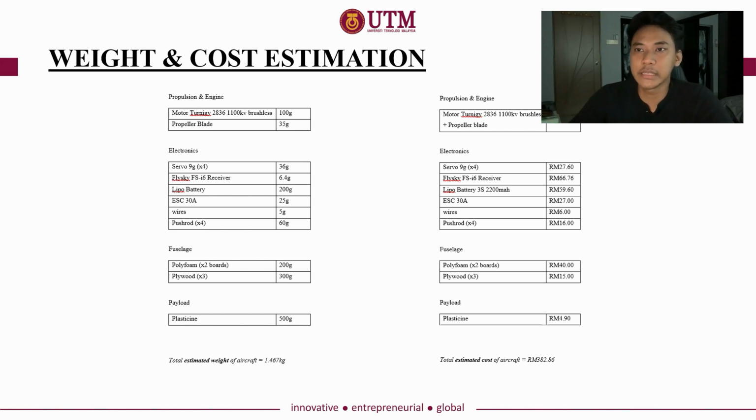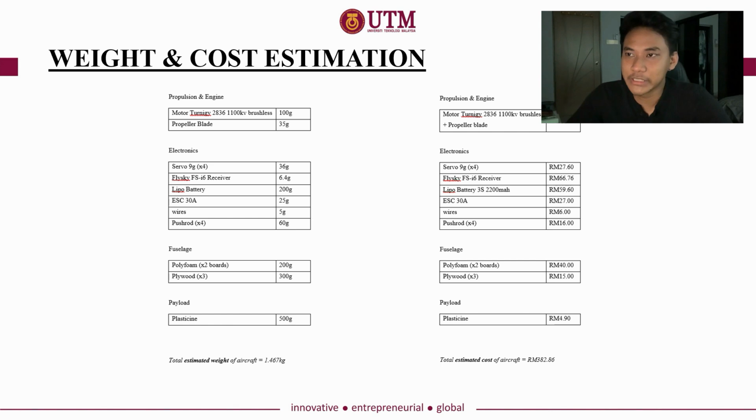So as you can see, there are some parts that have slightly higher weight compared to the others, for example our motor energy, which is 100 gram, our lipo battery, which is 200 gram, and plywood, also 300 gram. The most important part is our payload, for which we are using plasticine, which is 500 gram. The total estimated weight of our aircraft is around 1.467 kilogram, which is still acceptable and still below the limitation of our aircraft design.